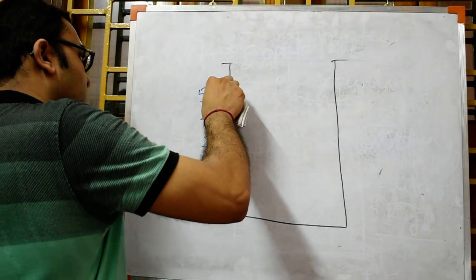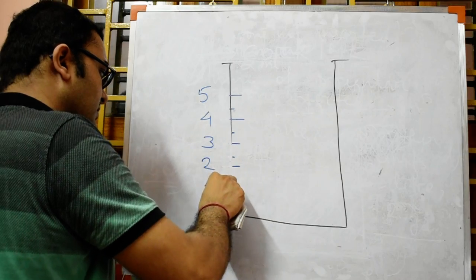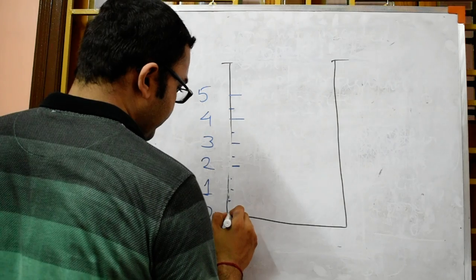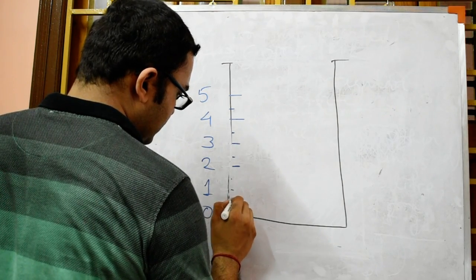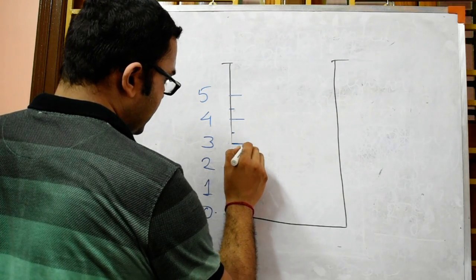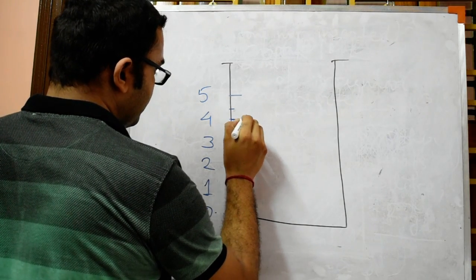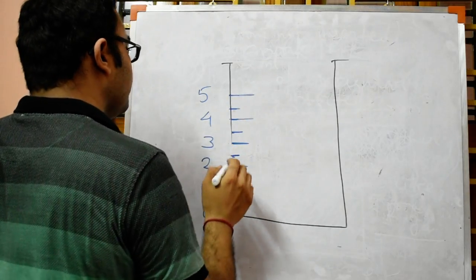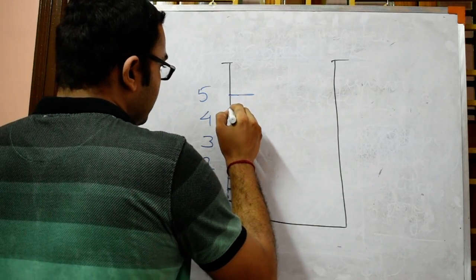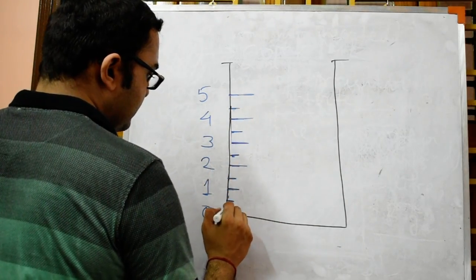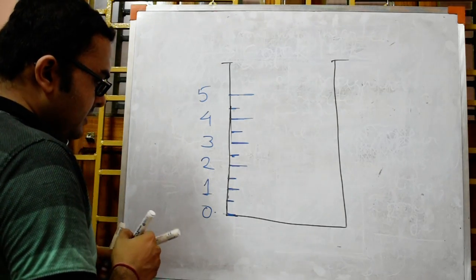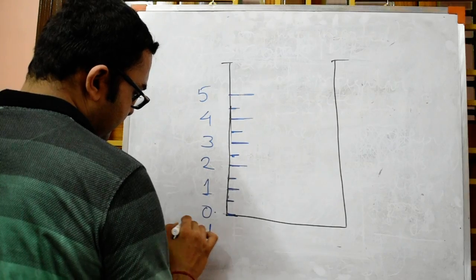It is marked in milliliter, so all these are in milliliter, okay. I think it is clear to you. This is 0, this is 0.5, this is 1, this is 1.5, this is 2, this is 2.5, this is 3, this is 3.5, this is 4, this is 4.5, and this is 5 ml. The beaker is marked in milliliter, so remember it, your readings are in milliliter, okay, fine.